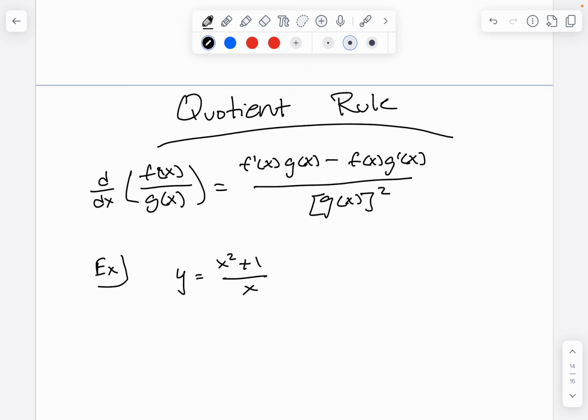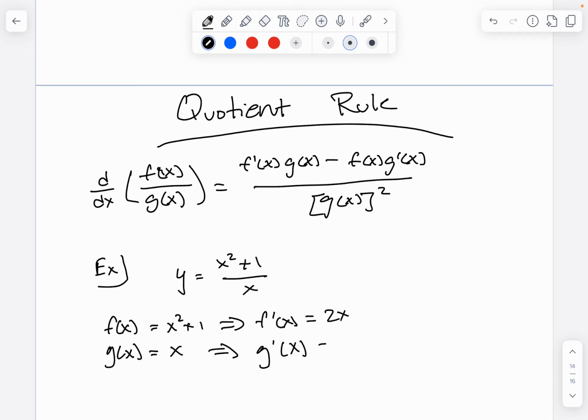So first off, let's just rewrite. Our f of x would be the top function, which is x squared plus 1, and our g of x is the bottom function, which is just x. So let's take the derivative of these. So f prime of x would be 2x, and g prime of x is just 1.